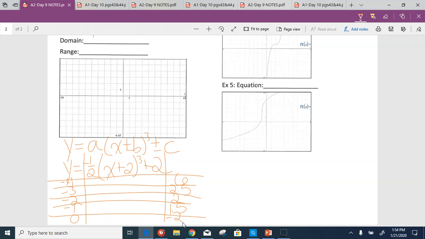Negative 4 is 6, negative 1, 2, 3, 4, 1, 2, 3, 4, 5, 6. That's up here. Negative 3, 1, 2, 3, 2.5, 1, 2.5.